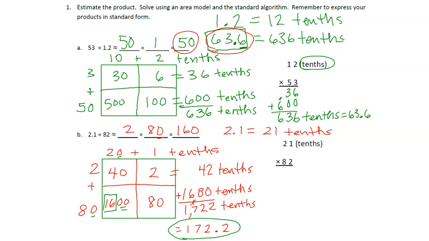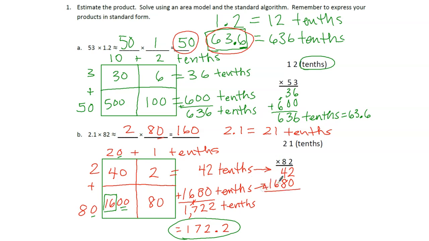Now let's look at our standard algorithm. Once again, we have all tenths, so I'm just multiplying like there's no decimal there, right? So I have 2 times 1 is 2. 2 times 2/10 is 4/10. 8/10 times 1 is 8/10. And 8/10 times 2/10 is 1600. You notice my partial products match up.